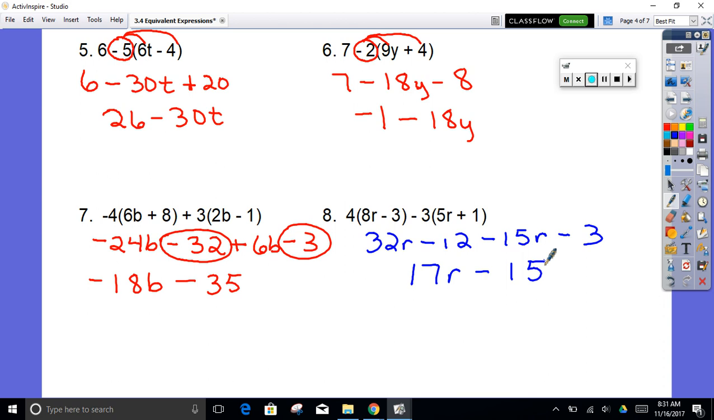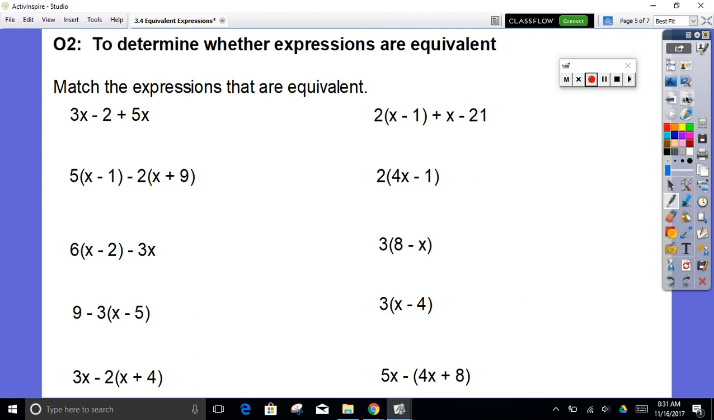Okay, on the next slide, we have a matching activity. Match the expressions that are equivalent. I'm going to have you work on this on your own, but I want to talk about a strategy for how you would decide whether these expressions are equivalent. Anybody want to volunteer how you might get started? Jake? I would go through each problem and simplify them to the simplest form, and then going down the right side, do the same thing and see which ones are equivalent.